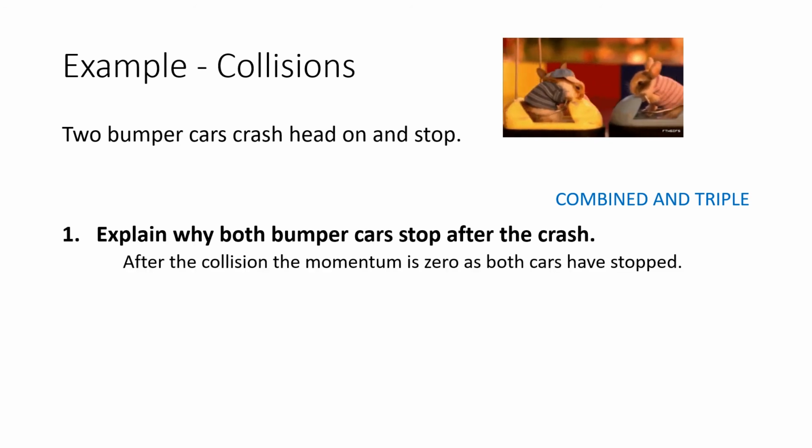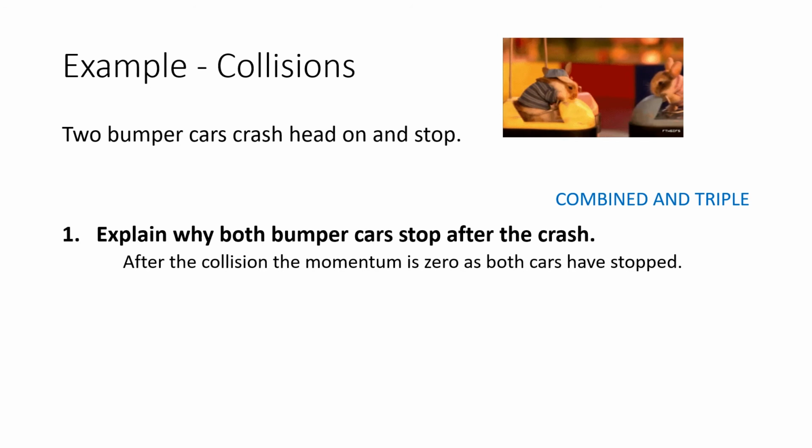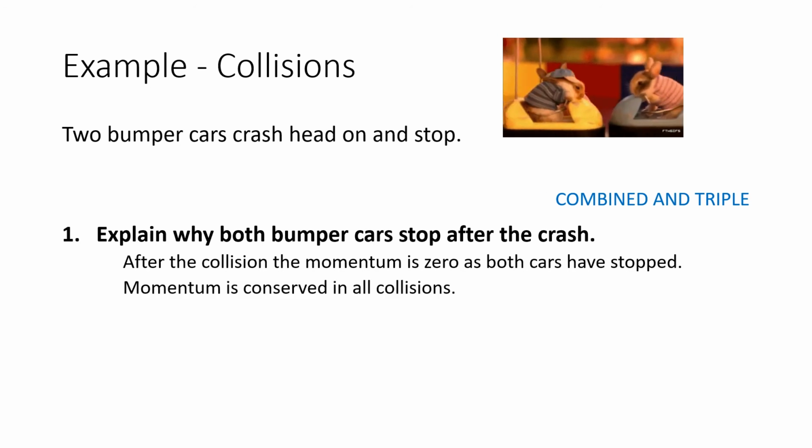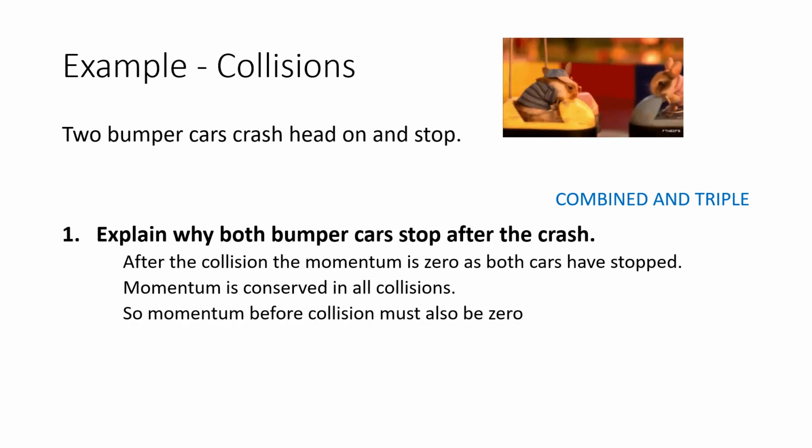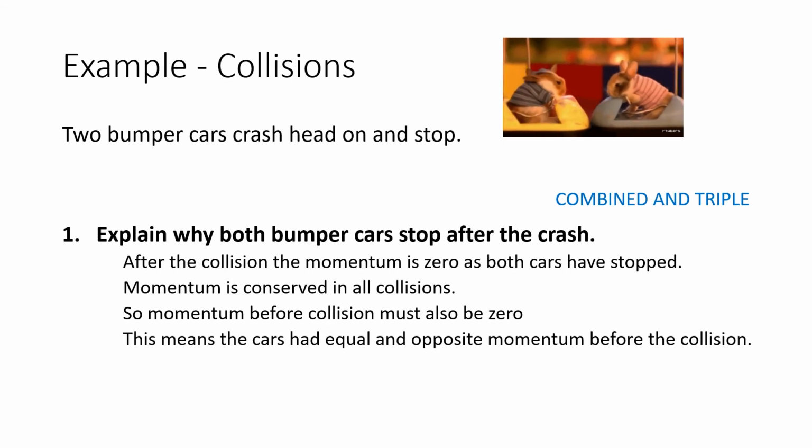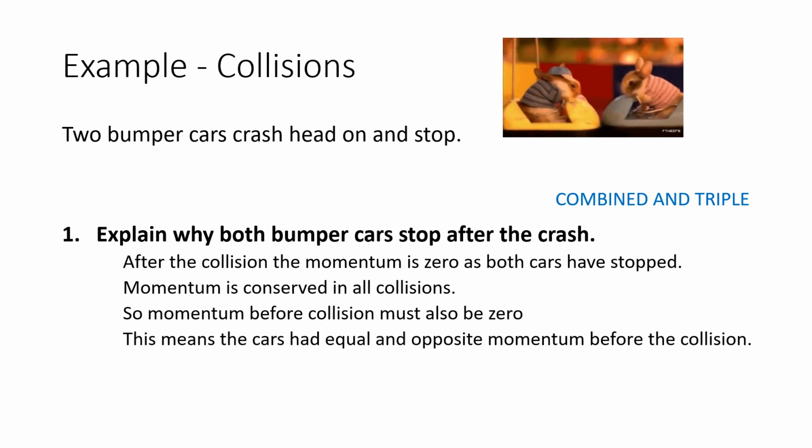So if they come to a stop after the collision, the momentum must be 0 because both cars have stopped. And we know that momentum is conserved in all collisions. So the momentum before the collision must also be 0. And this means that the cars had equal and opposite momentum before the collision.